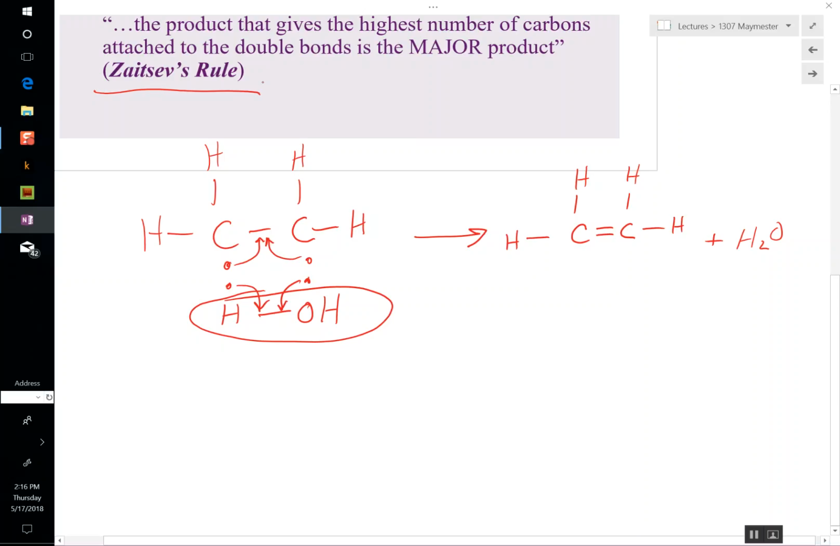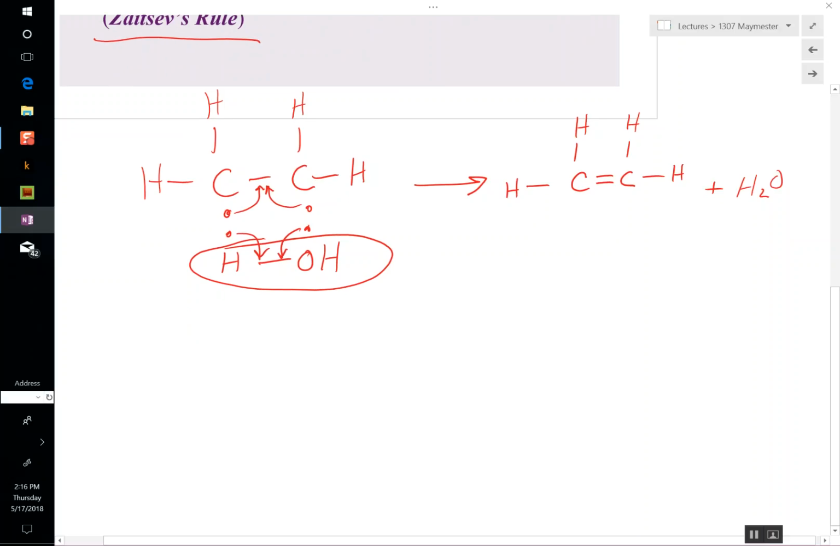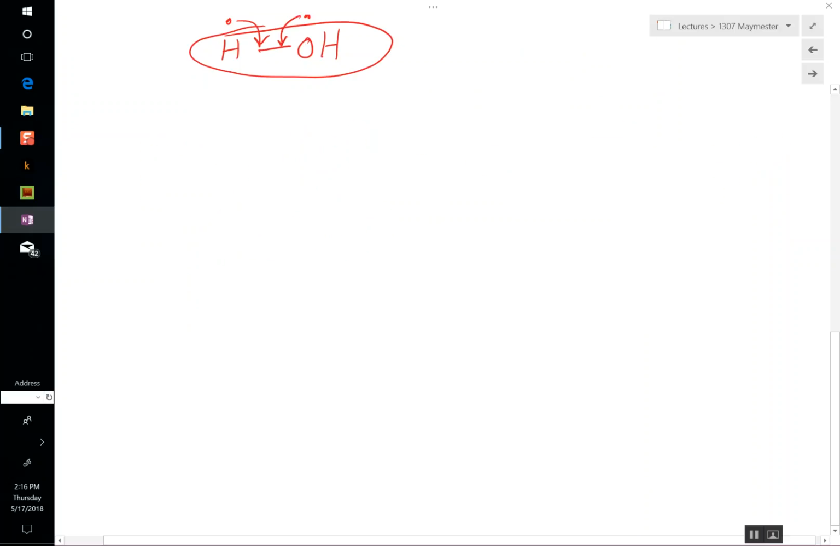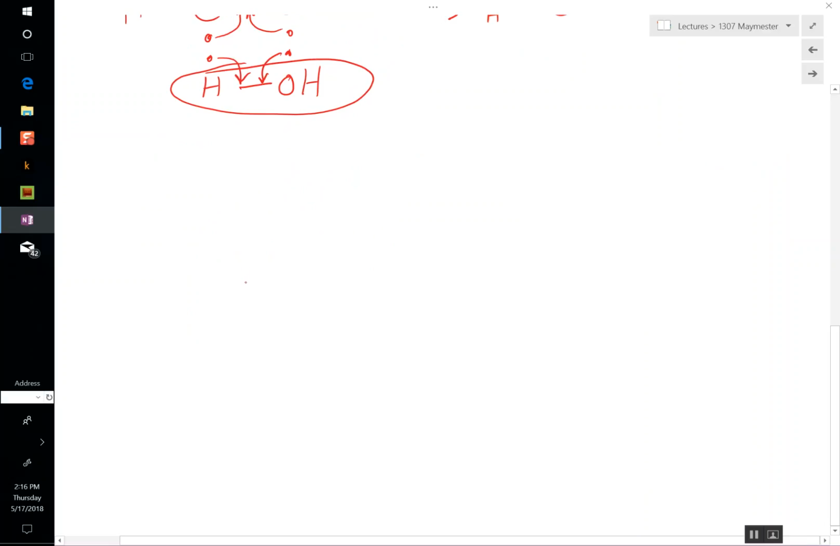But let's take a little bit more complicated alcohol. Not very much more complicated, but let's take even isopropyl alcohol. We're going to only get one product. But let's take a little bit more complicated one. Butanol. And this is going to be 2-butanol. So we're going to do the dehydration of 2-butanol.